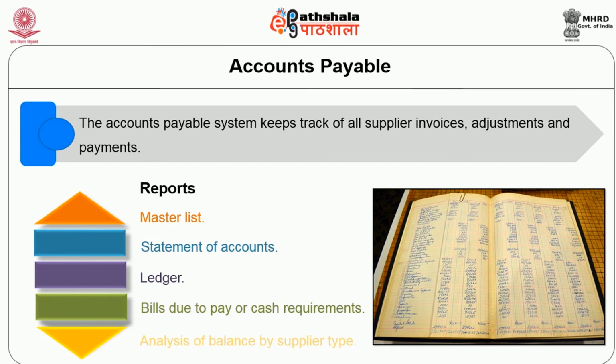Then the suppliers bills due to pay, or cash requirements. So what are the outstanding bills which have to be paid, and what cash is required for you to pay those bills, everything is recorded in this suppliers book. Next is analysis of balance by supplier type. So here the remaining balance can be analyzed by the type of supplier we have to pay. Everything is analyzed in this book.